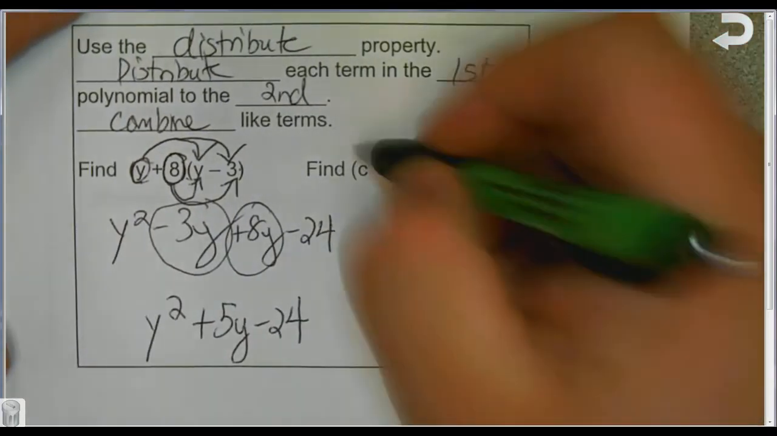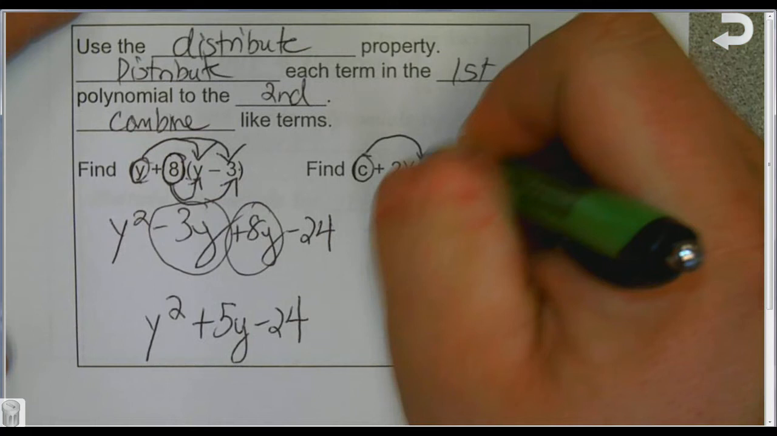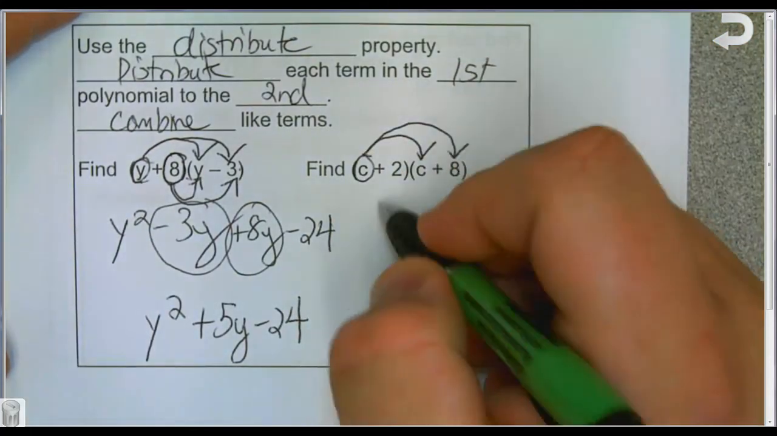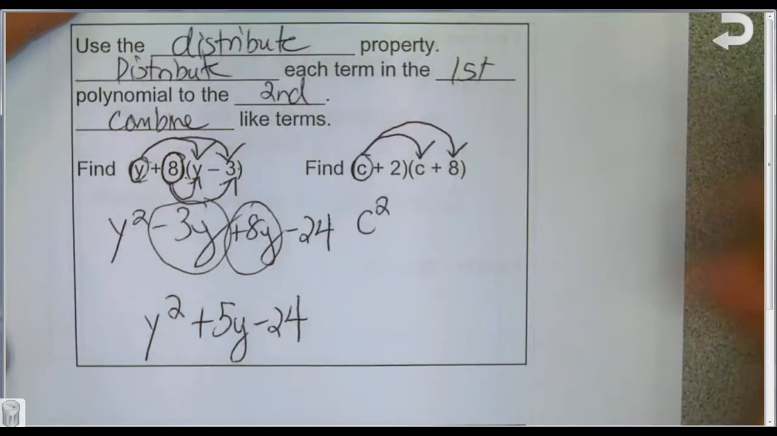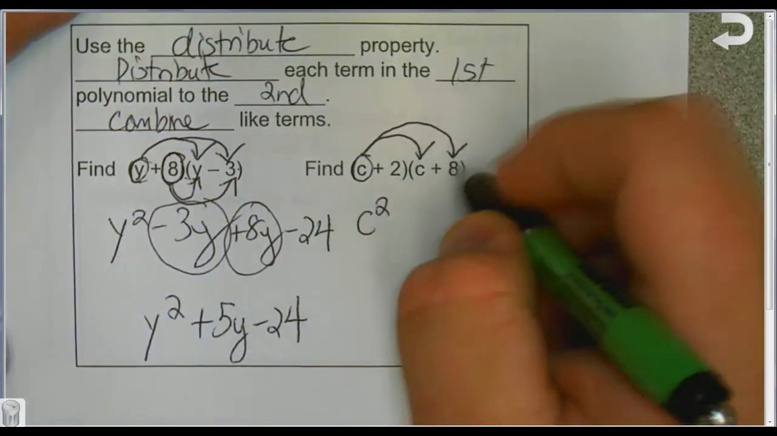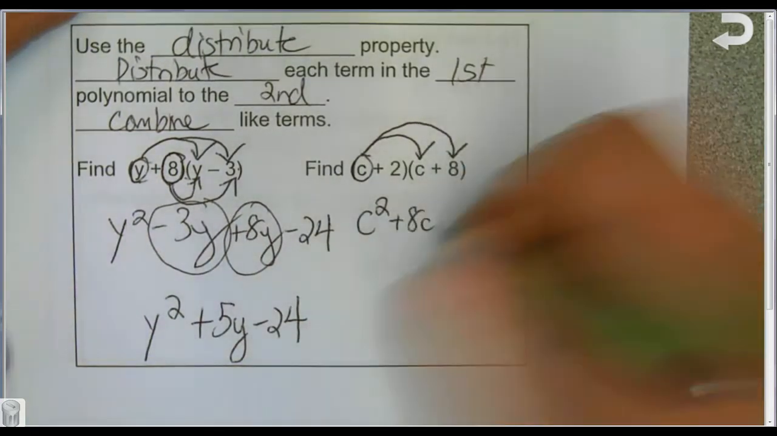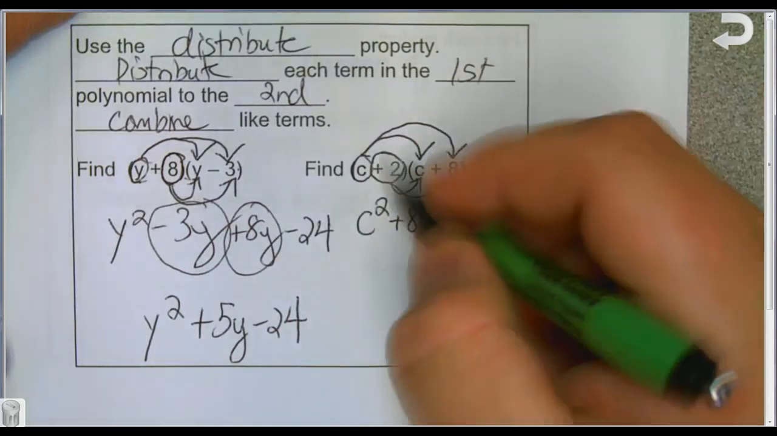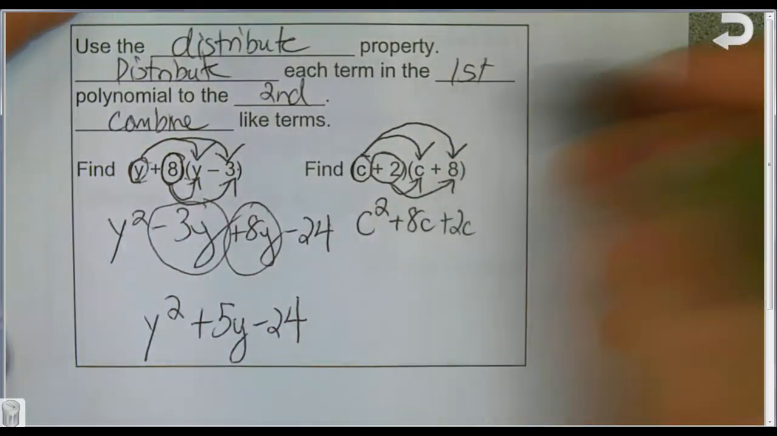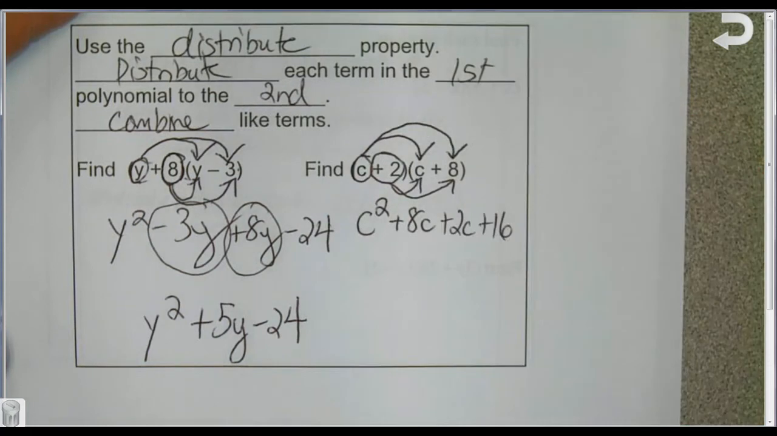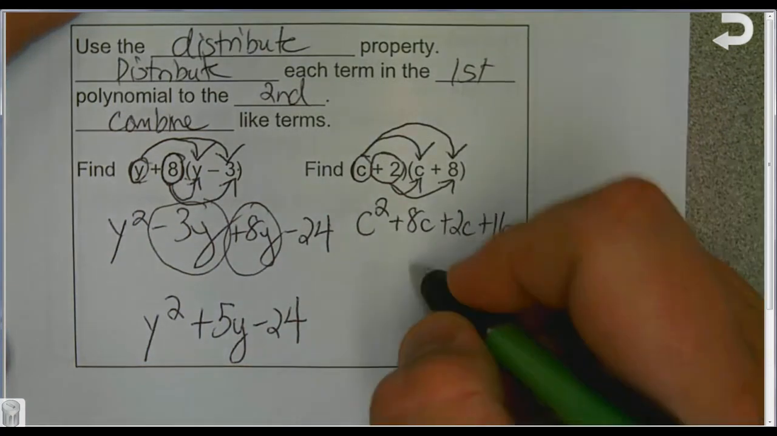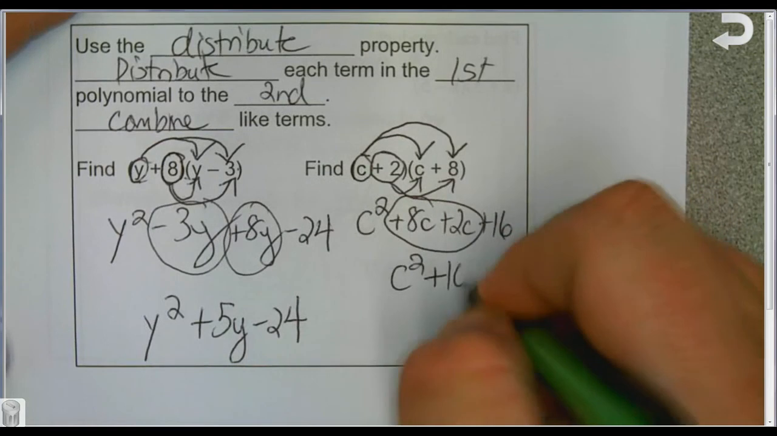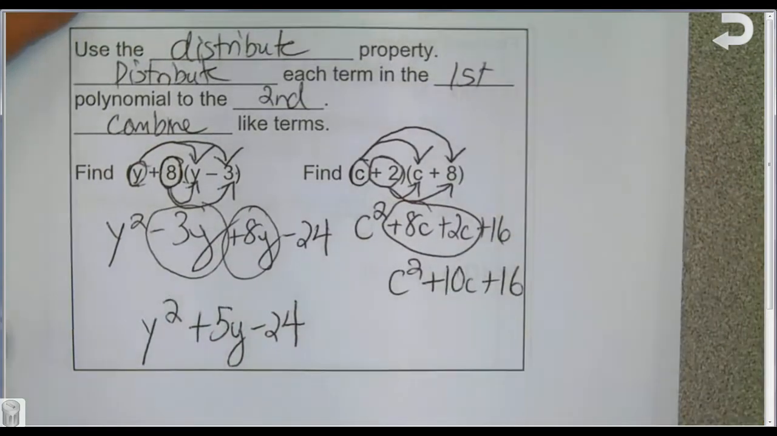We have the c, we want to distribute c to c, c to 8. C times c is c squared. C times 8 is 8c. Now we're going to distribute the positive 2. 2 times c is 2c. 2 times 8 is 16. So c squared, we're going to combine like terms, and that's our final answer.